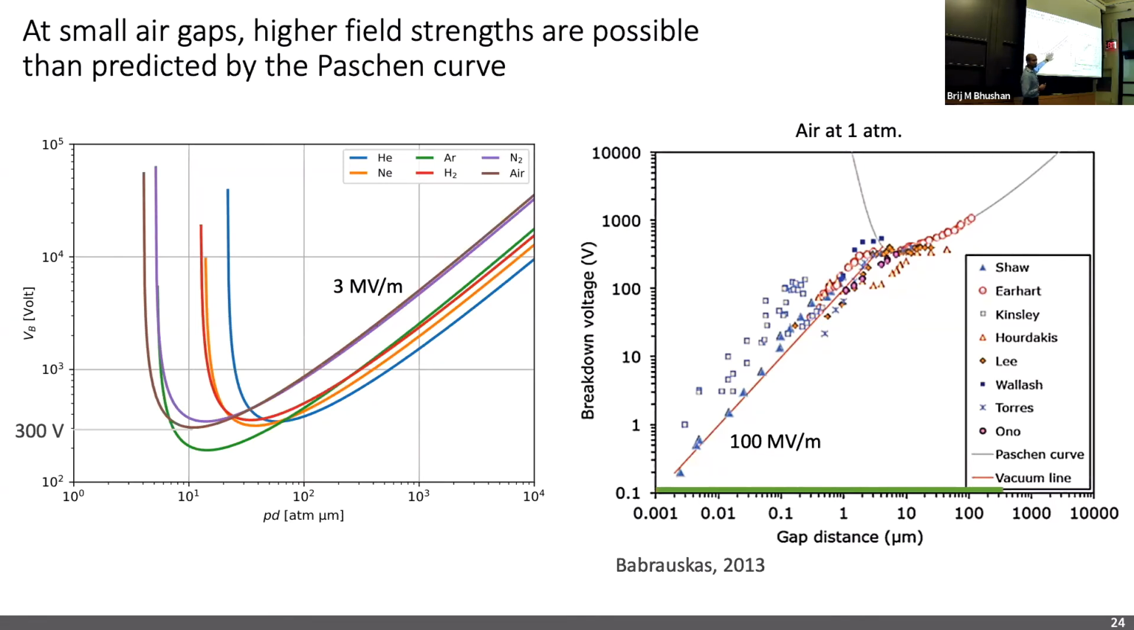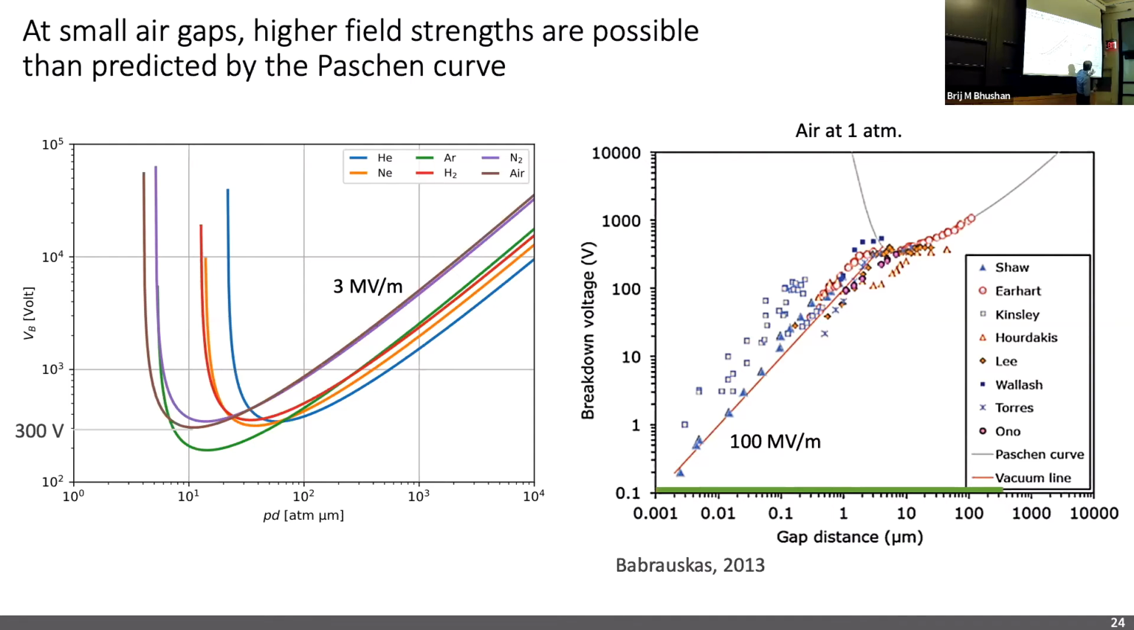The mechanism of discharge in this region is the Townsend avalanche discharge. And it turns out that at small air gaps, it's a different mode that causes discharge, which is field emission. And that is shown on the graph to the right. This was compiled by Babrauskas in 2013. So there are numerous studies which show that, and this is at 1 atmosphere.